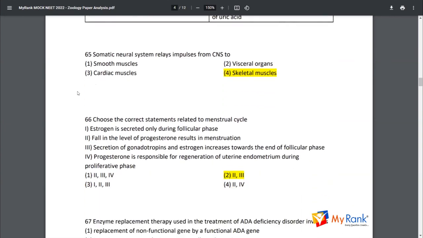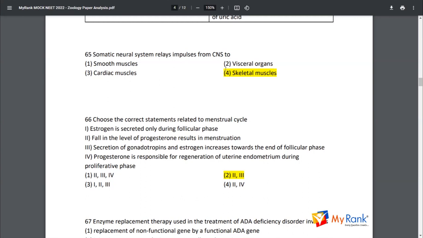Question number 65. Somatic neural system relays impulses from central nervous system to... The somatic nervous system involves the one which has voluntary control. Now amongst the following, which muscles are under voluntary control? Smooth muscles are not under our control. Neither are the visceral organs. Cardiac muscles are also not under our control.